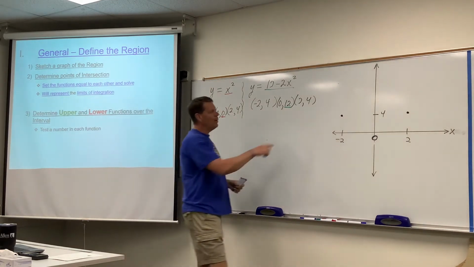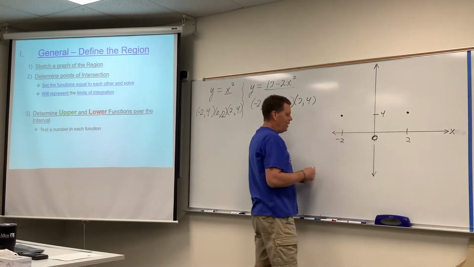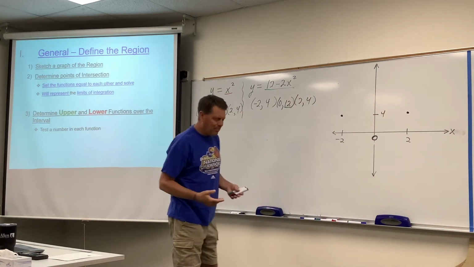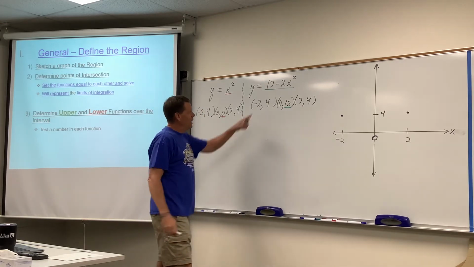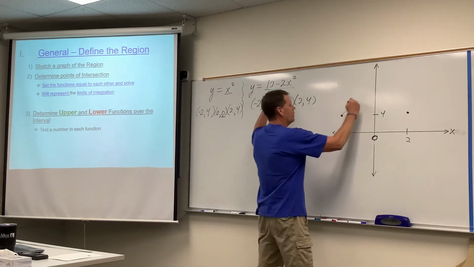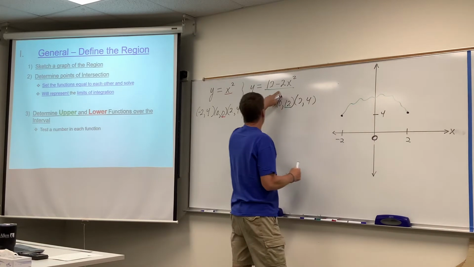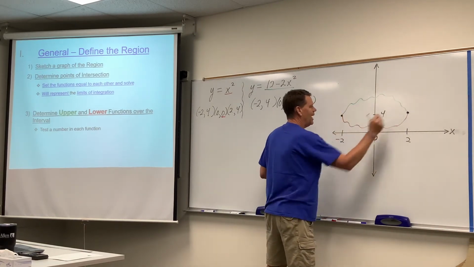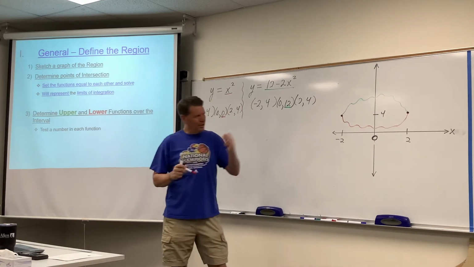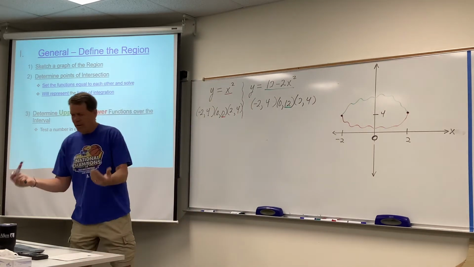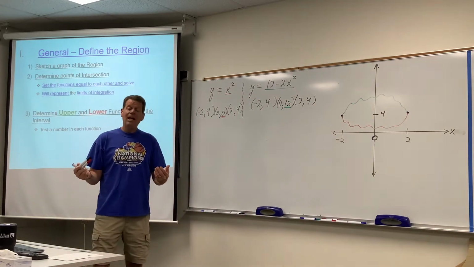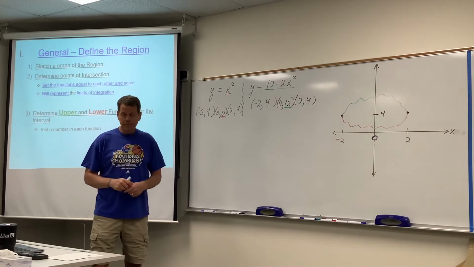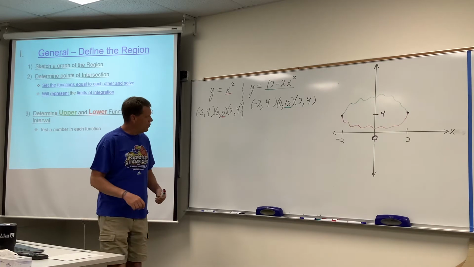Now, it really doesn't matter what happens in between here. These could squiggle, wiggle all over the place. They do indeed happen to be parabolas. But again, just in general, your upper curve could do all kinds of crazy things, and your lower curve could do all kinds of crazy things. Doesn't matter. All we need to know is where do they cross, and then over that interval, what happens as far as upper, lower, okay? That's all we need to know at that point.